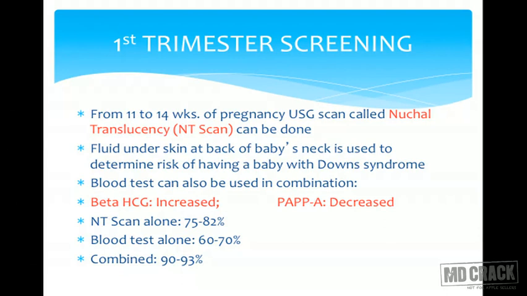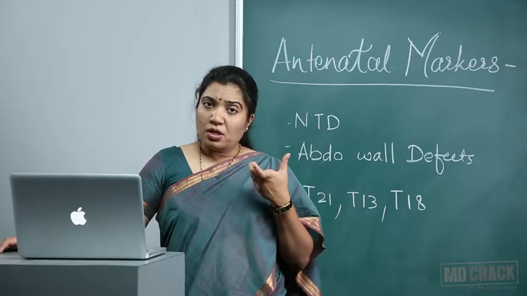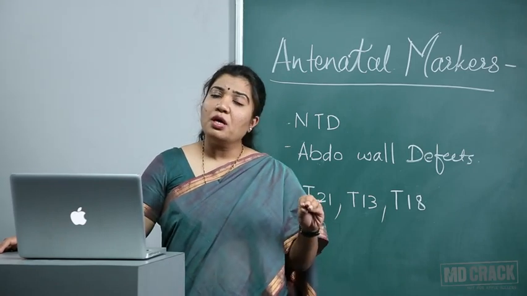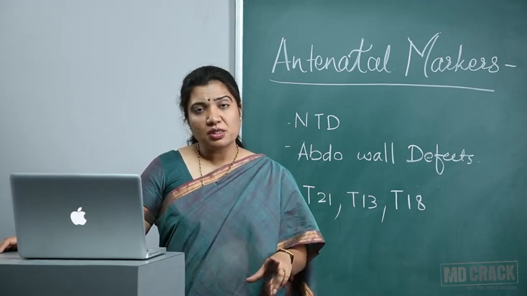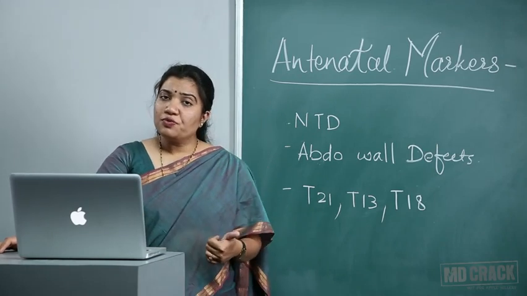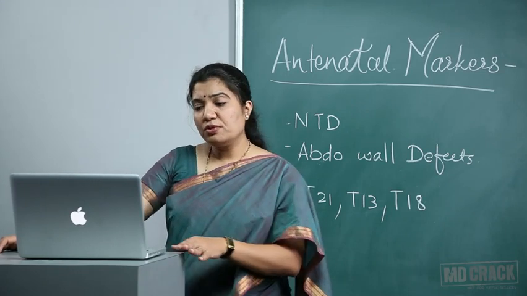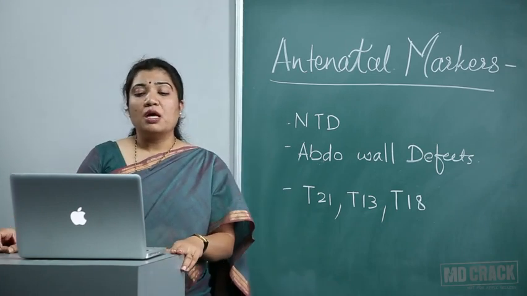If we compare the sensitivity, NT scan alone gives a sensitivity of 75 to 82%. Blood test alone gives a sensitivity of 60 to 70%. But if we combine them, it is called OSCAR, the one-stop clinical risk assessment, in which at the same time the scan is done, the nuchal translucency level is given to the software and the patient's blood is taken for these two markers and the levels are added. Age of the patient, other parameters including weight and race are also given to the software, and the software calculates the risk and tells us.